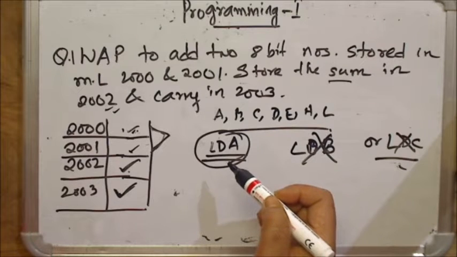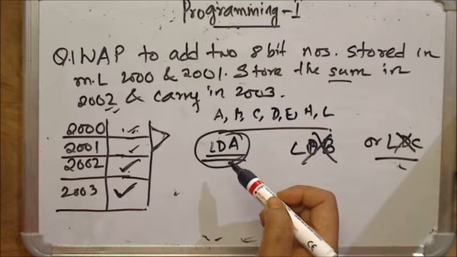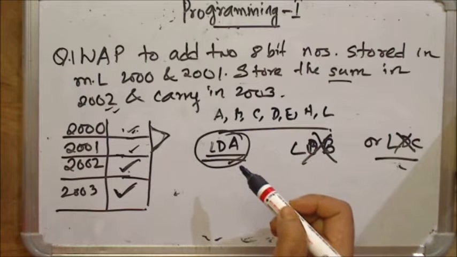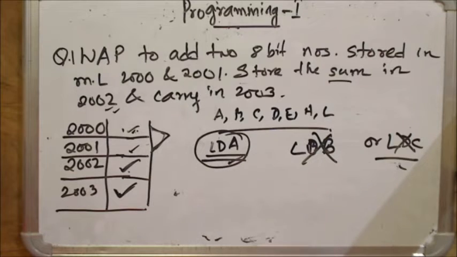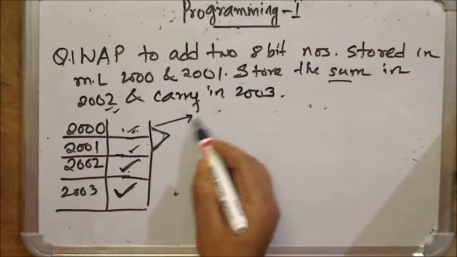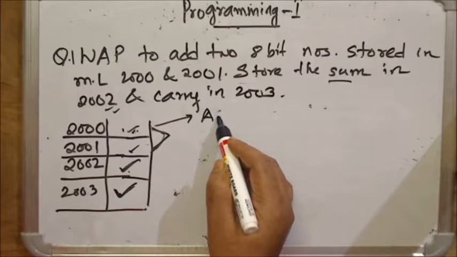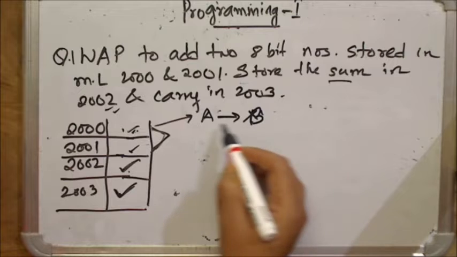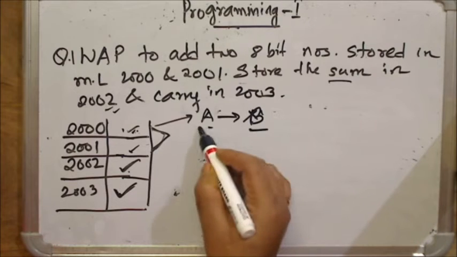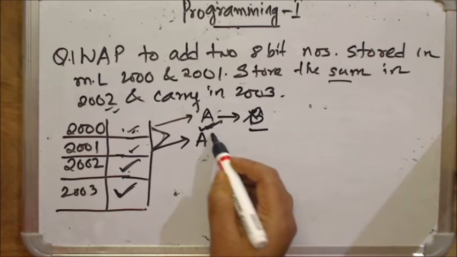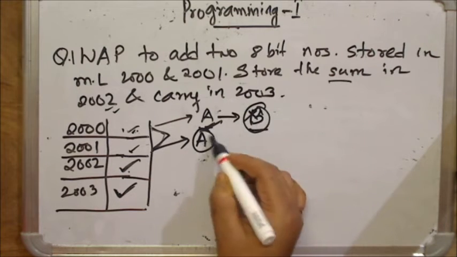Now immediately transfer the data to some other register like B, because you have to take the other data into A. So you have to free A so that you can load the second data. Understood the procedure? First take the first data into A, then move it to some other register, say B. After you copy it into B, your A becomes free, so you again load the second data into A. So my first number is in B and the second number is in A.